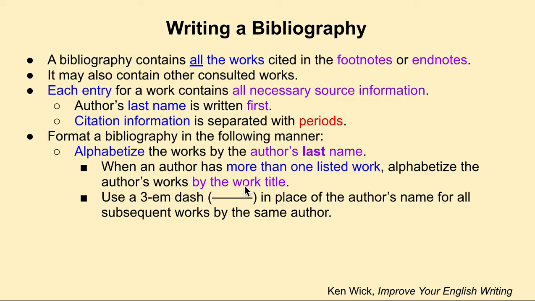And use a 3-em dash in place of the author's name for all subsequent works by the same author. There's an example of this on the next slide. So basically, you don't repeat Smith, John, Smith, John. It'd be Smith, John, and then the next entry, instead of using his last name, would be a 3-em dash. Subsequent works just use a 3-em dash for the author's name.